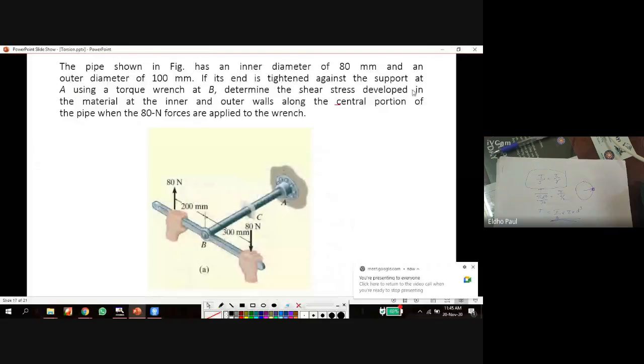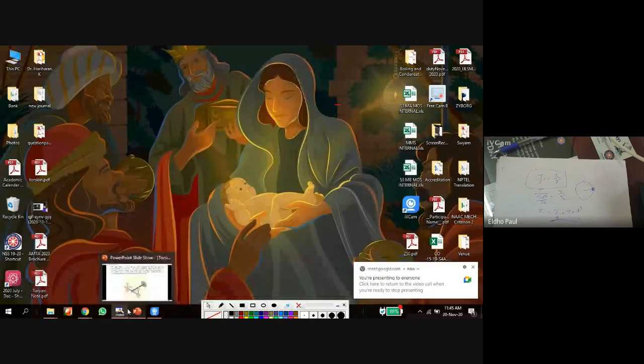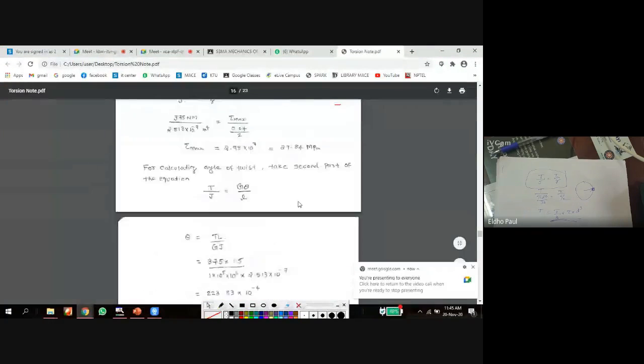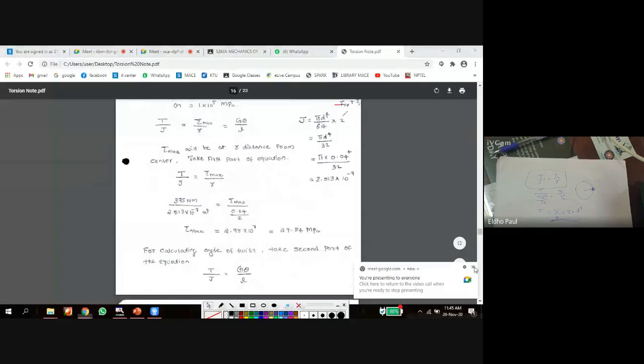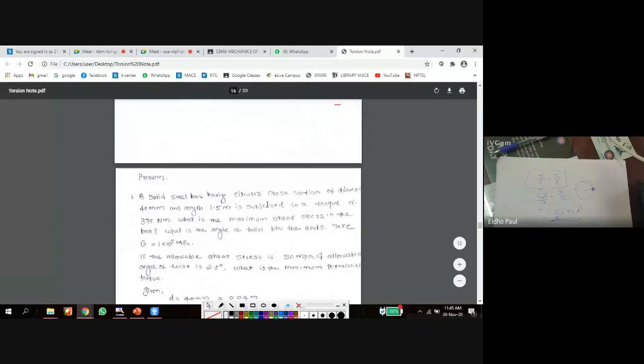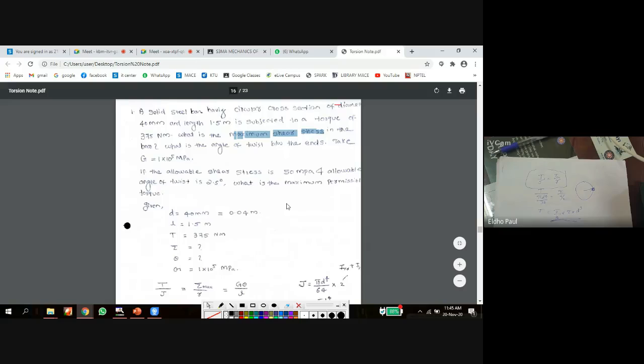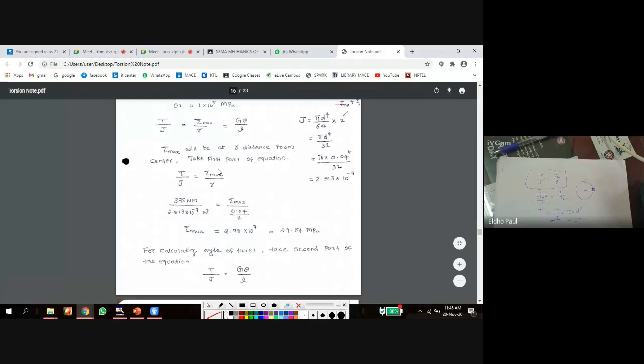So here in this problem, we have all the data. The two questions are what is the maximum shear stress and what is the angular twist at the ends. These are the two questions. To calculate the maximum shear stress, which will be at the surface, we have to substitute in this equation. This is the first part which can be used to calculate the maximum shear stress.